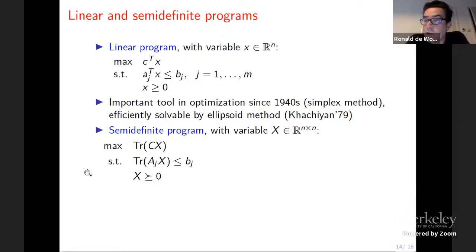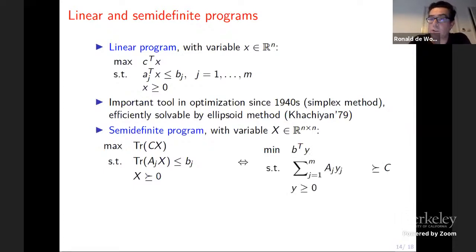And just like for LPs, there's a beautiful duality theory for these things. So under mild assumptions, this maximization program is equivalent to this minimization program. And somehow the constraints and the variables change place here. So on the left, you had an n by n variable matrix, and you had m constraints. And on the right, you have an m-dimensional variable vector y, and you have one big PSD constraint on n by n matrices.